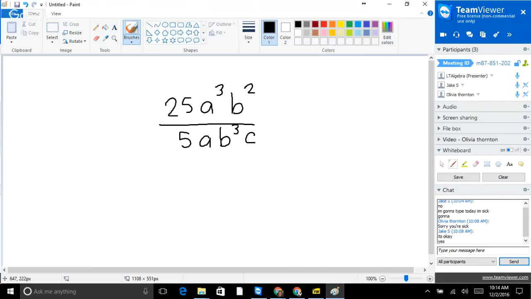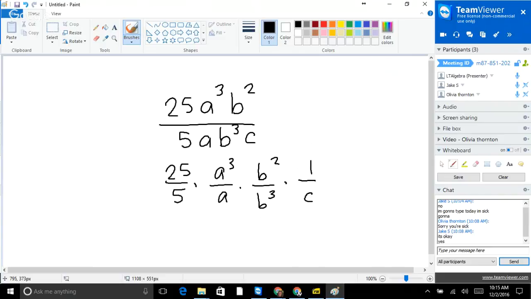Could we do it? Well, after we did 5-2, hopefully we can do it once you start practicing that, right? So what you want to do is, this is a fraction, right? But everything in the top is multiplied together and everything in the bottom is multiplied together. So we are allowed to break some things apart in our multiplication. So this is the same as 25 over 5 times a to the third over a times b squared over b cubed times 1 over c.